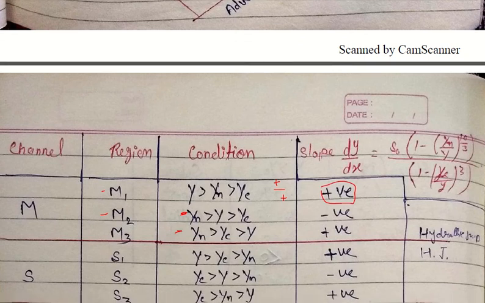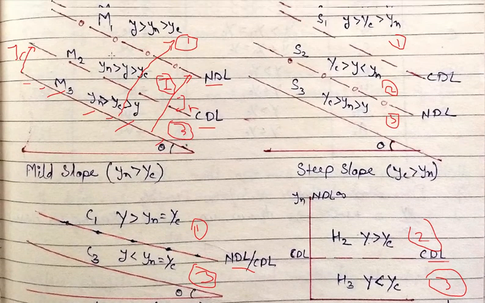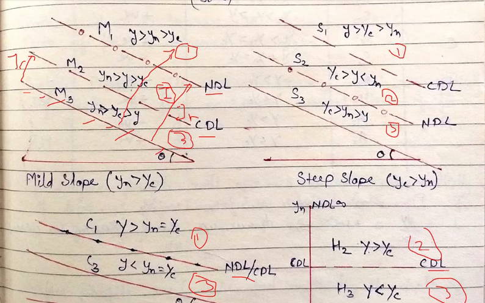And the second region: yn is greater than y, and y is greater than yc. In this region, as seen in the diagram, yn is greater than y, that means S naught is less than SF. So dy by dx equals S naught minus SF, which gives a negative value.